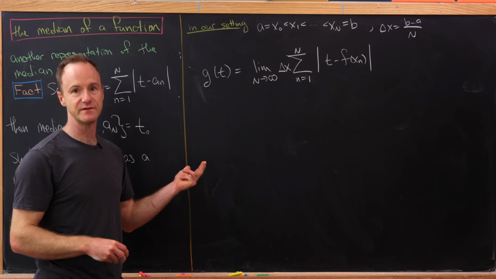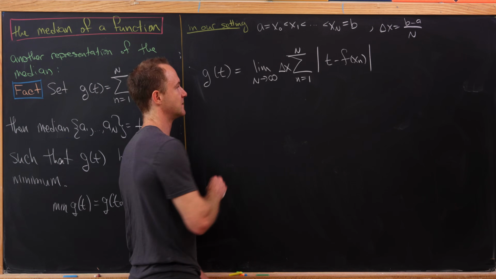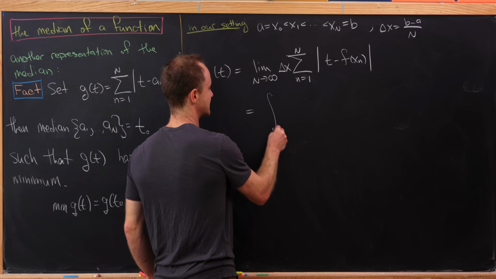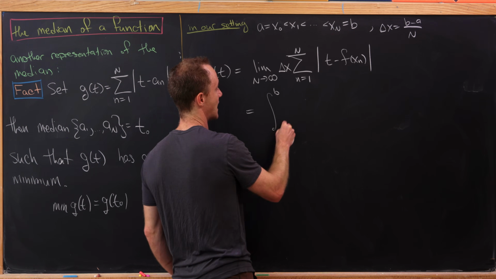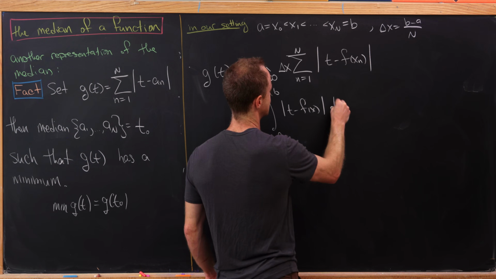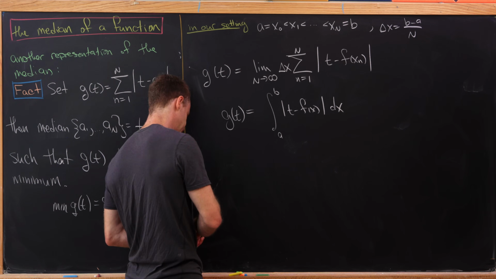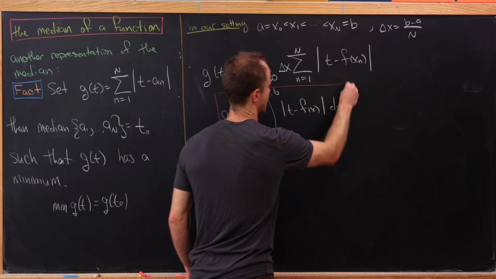But now, once we've done that, what have we done? Well, we've built an expression which is an integral. So note that this is the integral from a to b of the absolute value of t minus f of x dx. Great, so that'll be our function g of t in our setup.